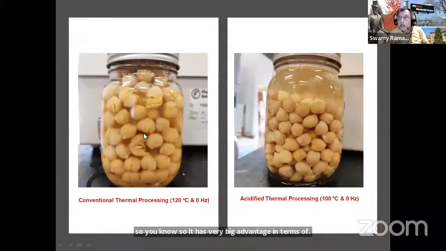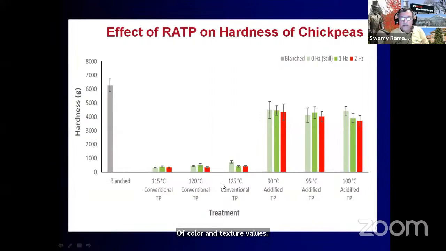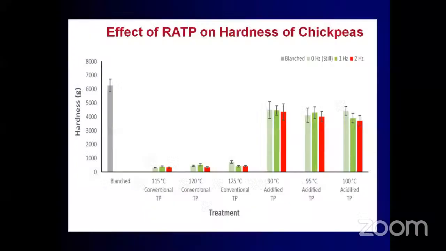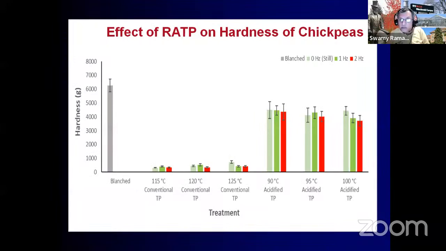Okay, so this is chickpeas. We use a lot of chickpeas, chana. Again, this is conventional cooking. You can see all the pieces are split, overcooked. On the other hand, the acidified thermal processing gives beautiful kernels, and they have very high retention of color and texture values. You can see here the huge difference between chickpeas thermally processed conventionally versus acidified thermal processing. So this is one way to go in terms of producing vegetable products where acidity doesn't damage the product quality.